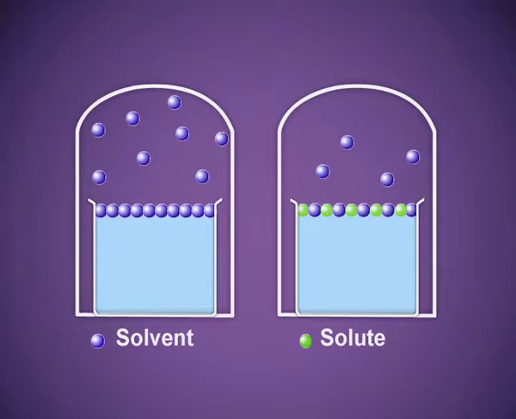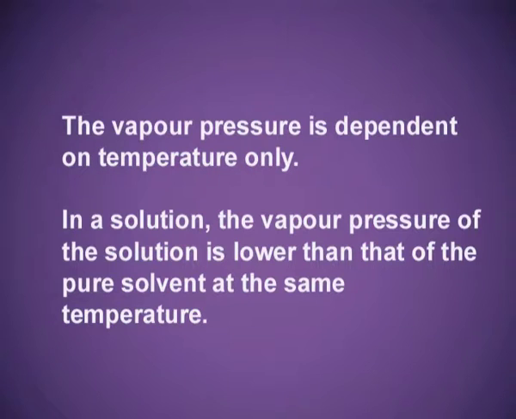For example, I have this pure solvent and it is volatile and it is taken in an evacuated vessel and partially filled. Since it is volatile, it will change into vapors, and now you can see these vapors. These vapors will exert pressure on the surface of the liquid. The pressure exerted by these vapors on the surface of the liquid at equilibrium is known as vapor pressure. The vapor pressure is dependent on temperature only.